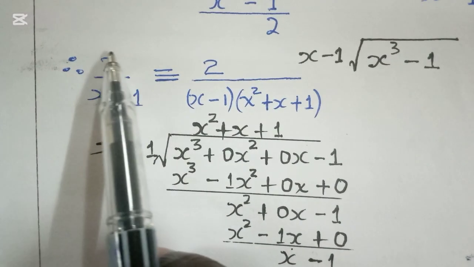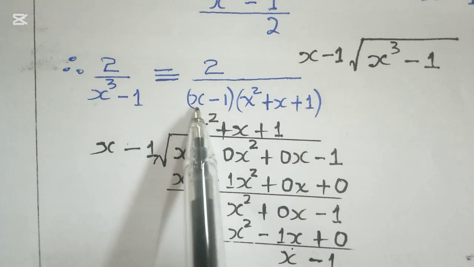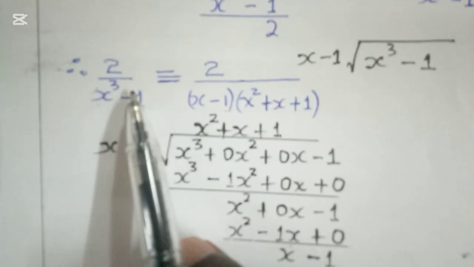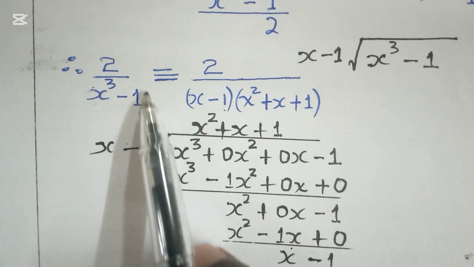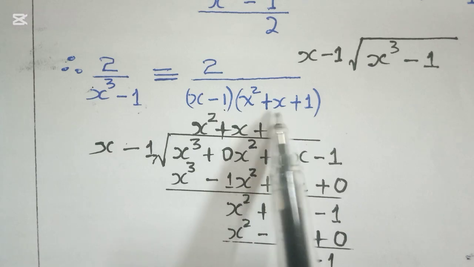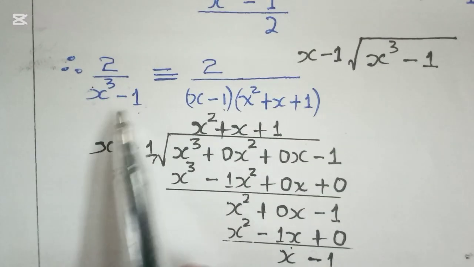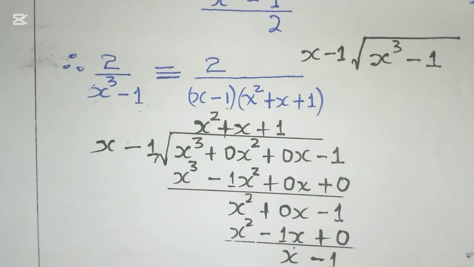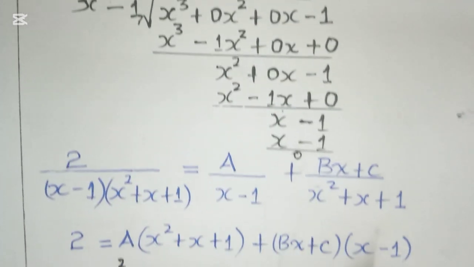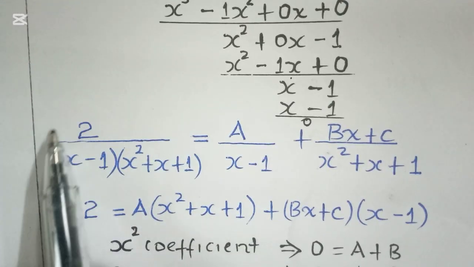And that's why I have divided this one into this. This is equivalent to 2 all over x minus 1. This one you divide into 2 numbers, which are x minus 1 and then x squared plus x plus 1. So if you multiply both, you get that. After that, we continue, whereby now we are going to divide this.